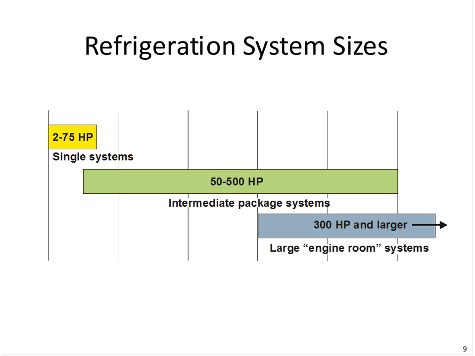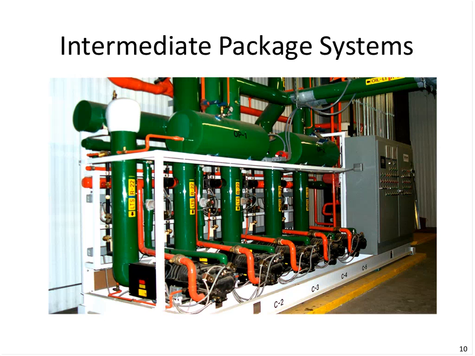The next category, intermediate packages, generally range from 50 to 500 horsepower. Let's take a look at one of those. These are typically a pre-constructed system. You can see the skid mounting here, the compressor lineup, the controls cabinet and associated piping and vessels. Quite often these are halocarbon refrigerants as compared to ammonia. Often we'll have more efficiency embedded into this system than you might find from a cataloged or single system.